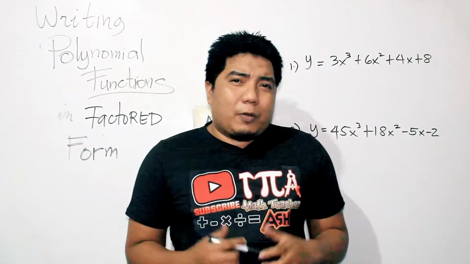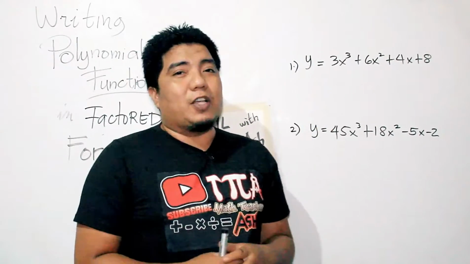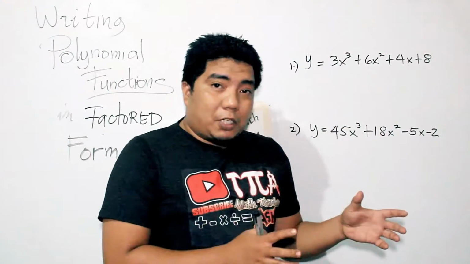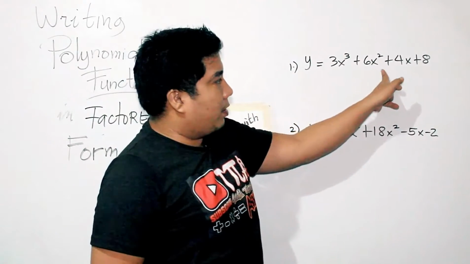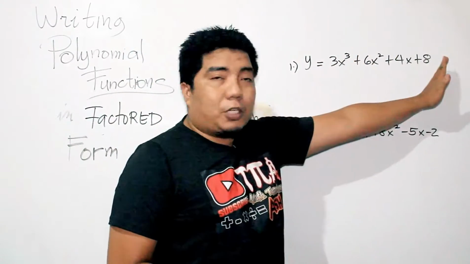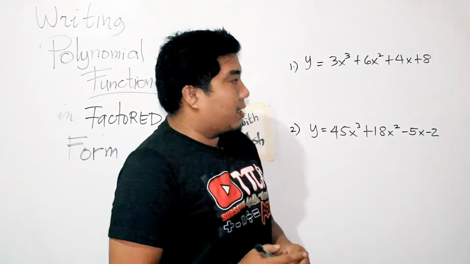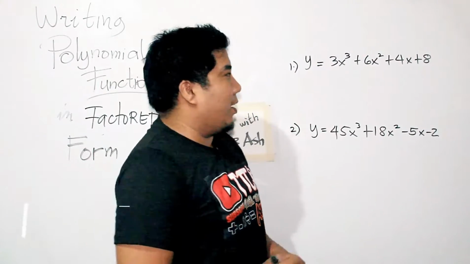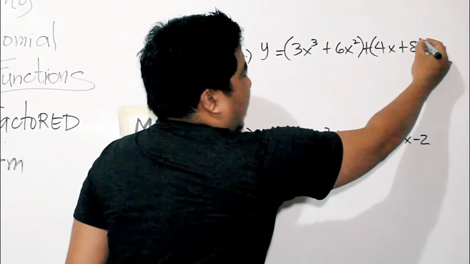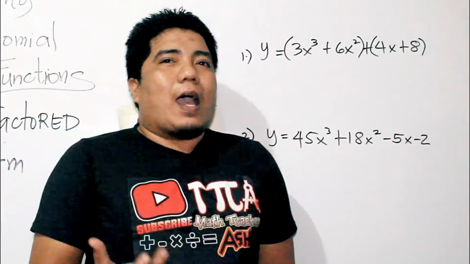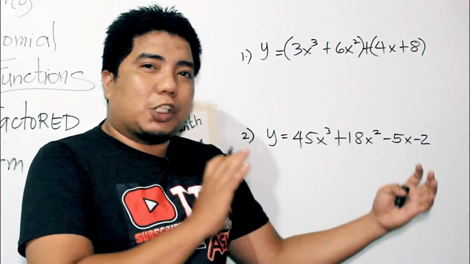Okay, now for me as a solver, the first thing that I look at in getting the factored form of a given function is to check whether all of the terms are complete in their own exponent. So as you can see, this is cube, squared, linear, and then constant. So all of the terms are complete. Now if this is the case, what I need to consider is the process of grouping. So the first thing I will do is group the first two. And then I will check whether I can extract a common factor from each group.